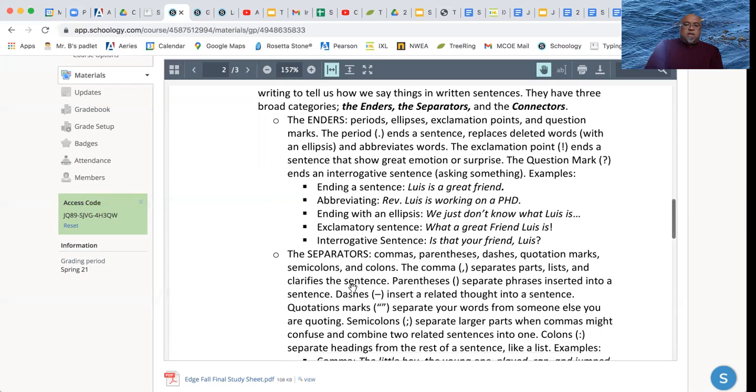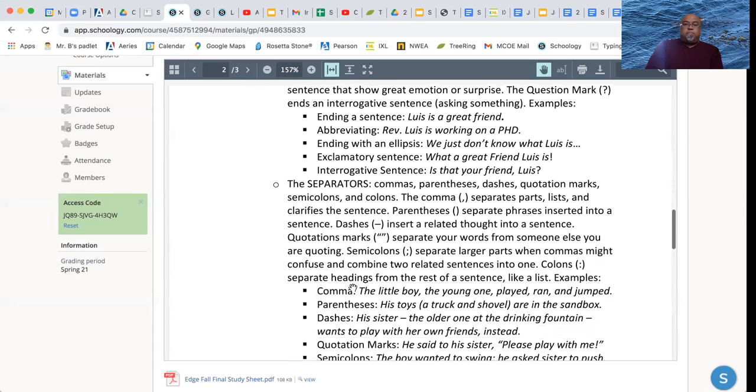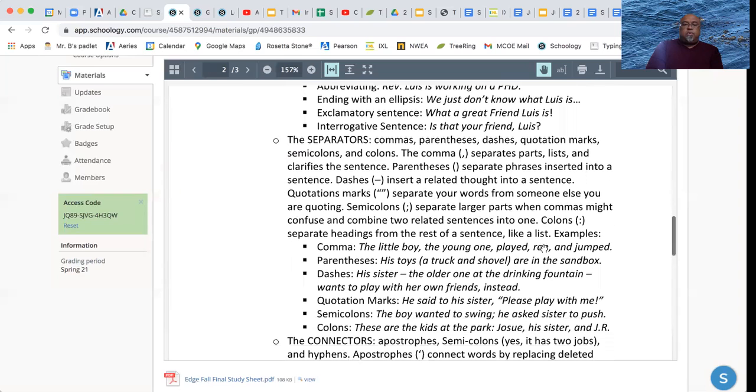Okay. Now let's take a look at the separators. Commas, parentheses, dashes, quotation marks, semicolons, and colons. The comma separates parts, lists, and clarifies a sentence. Parentheses separate phrases inserted into a sentence. Dashes insert a related thought into a sentence. And quotation marks separate your words from someone else that you are quoting.